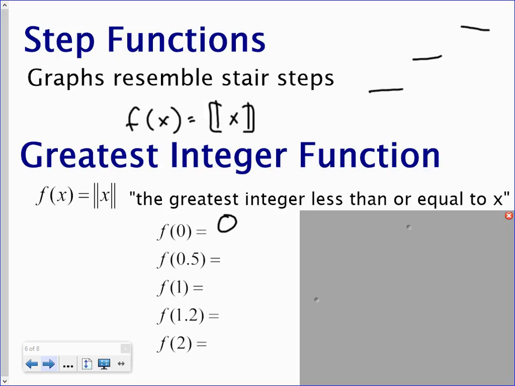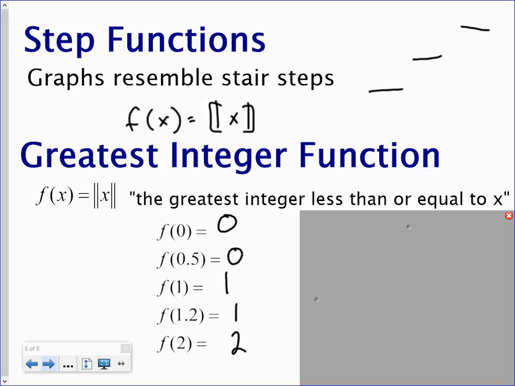If I put in 0.5, what's the greatest integer that's less than or equal to 0.5? Also 0. 1 is over 0.5, so it's not part of that. F of 1 is 1. Anytime it's an integer, it's just going to be itself because we have the "or equal to" part. And then f of 1.2 is 1. It's almost like you're rounding down to the nearest integer. If you think about it like that, round down to the nearest integer, and then we have 2.